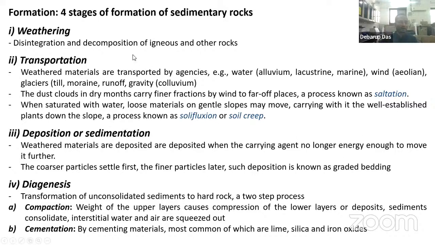Now those weathered materials will be transported, or maybe they may also form in situ. They may be transported by water, wind, glaciers, gravity, runoff, anything. The dust clouds in dry zones carry fine particles, and may also carry something called saltation. When saturated with water, loose materials on gentle slopes may move, carrying well-established plants down the slope, a process called solifluction or soil creep.